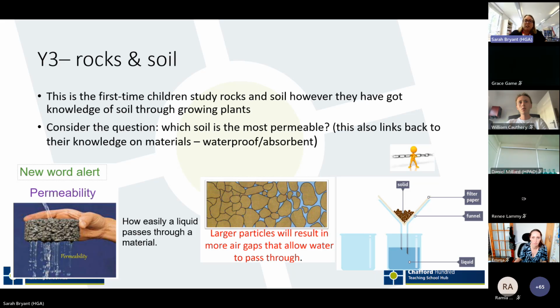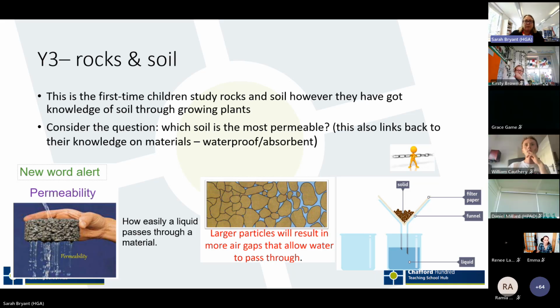So consider which soil is the most permeable. Again, new word. They already know waterproof and absorbent from their materials topics in Year 1 and 2. So then utilising that information to help them understand what permeable means. We might teach that word permeability or permeable, and we would need to explicitly teach it with a new word alert. And it's about how easily liquid passes through a material.